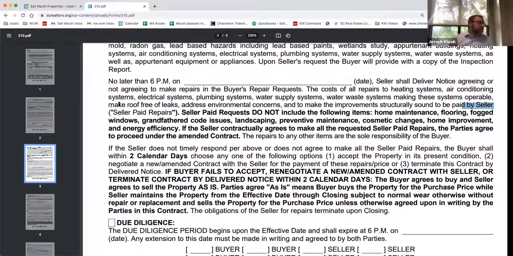Okay. Seller paid requests do not include the following items: home maintenance, flooring, fogged windows, grandfathered code issues, landscaping, preventative maintenance. Now, landscaping, understand, that doesn't mean they don't need to maintain the landscaping, right? But they don't have to repair it if anything's wrong with it. Preventative maintenance, cosmetic changes, home improvement, energy efficiency. The seller contractually agrees to make all requested seller repairs. Two parties agree to proceed under the amended contract. The repairs to any other items are the sole responsibility of the buyer.